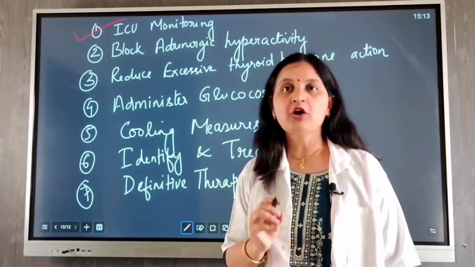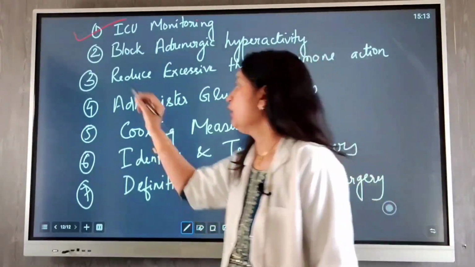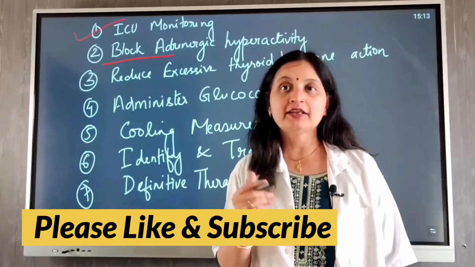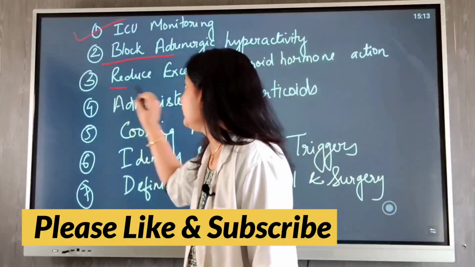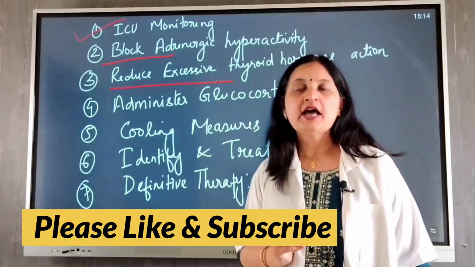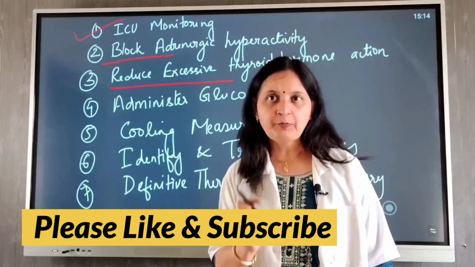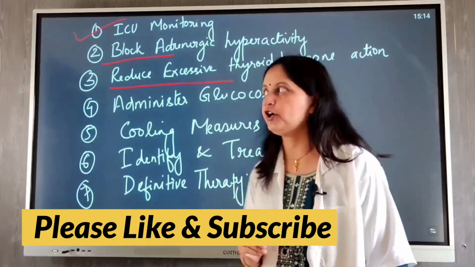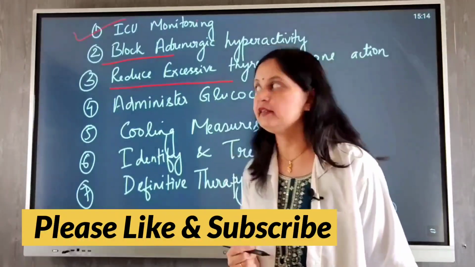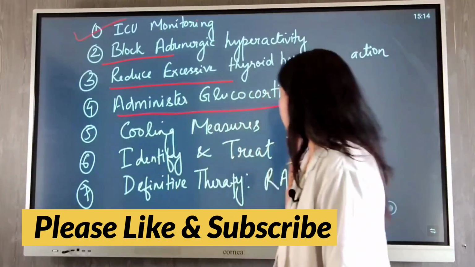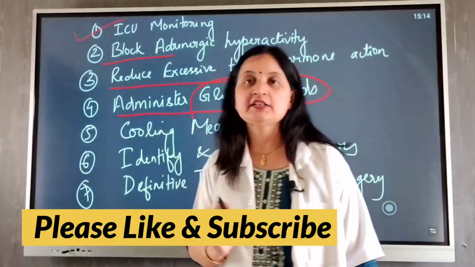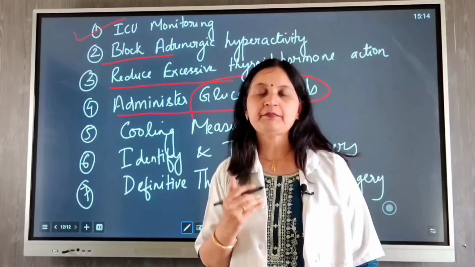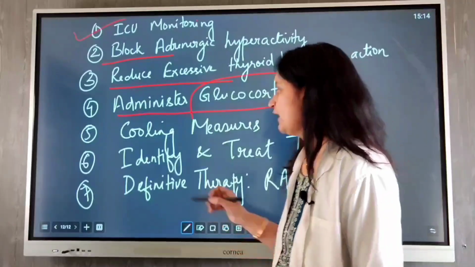To sum up the steps in the management of thyrotoxic crisis, ICU monitoring of the patient is essential because it is a life-threatening condition. Block adrenergic hyperactivity using drugs such as propranolol that decrease the sympathetic activity. Reduce excessive thyroid hormone action by giving drugs such as propylthiouracil and iodides that decrease the synthesis and release of thyroid hormone and help to control hyperthyroidism. Administer glucocorticoids that prevent and treat adrenocortical insufficiency. They also help to reduce the systemic manifestations of thyrotoxic crisis.